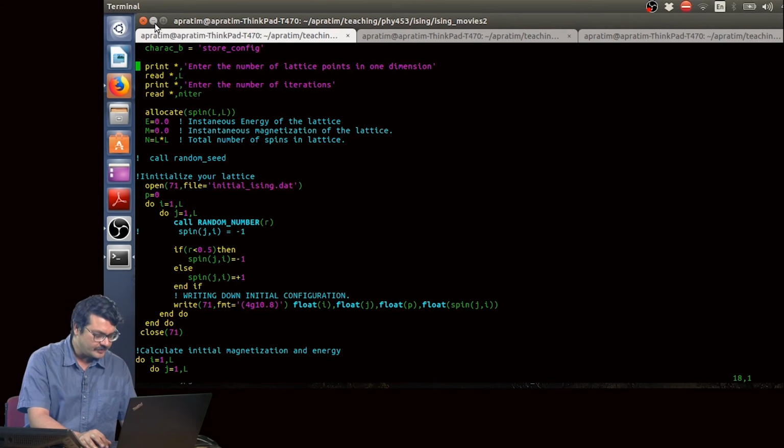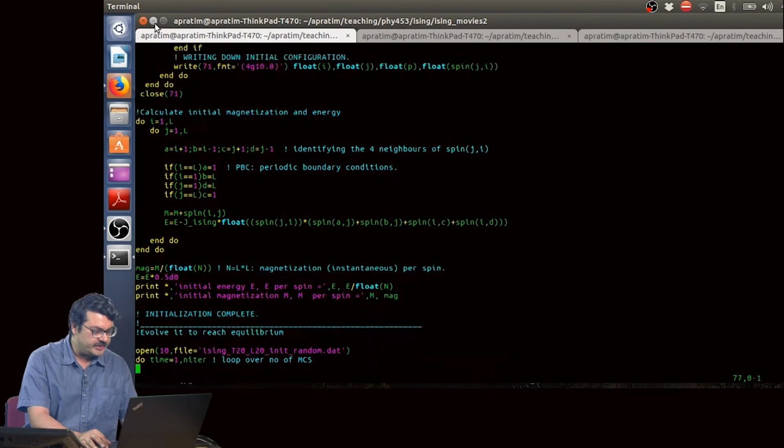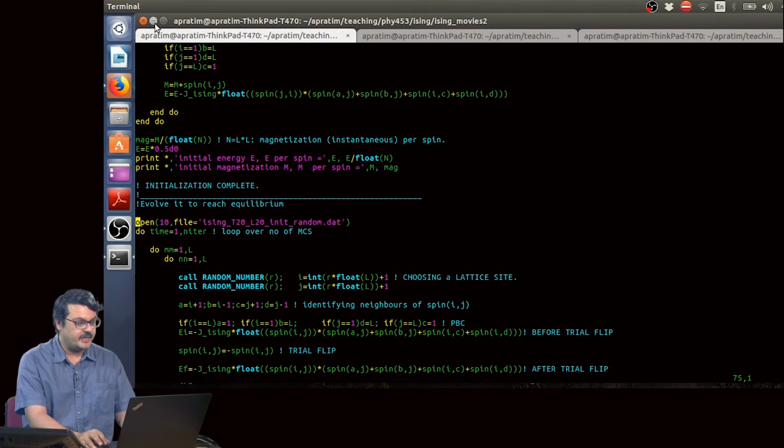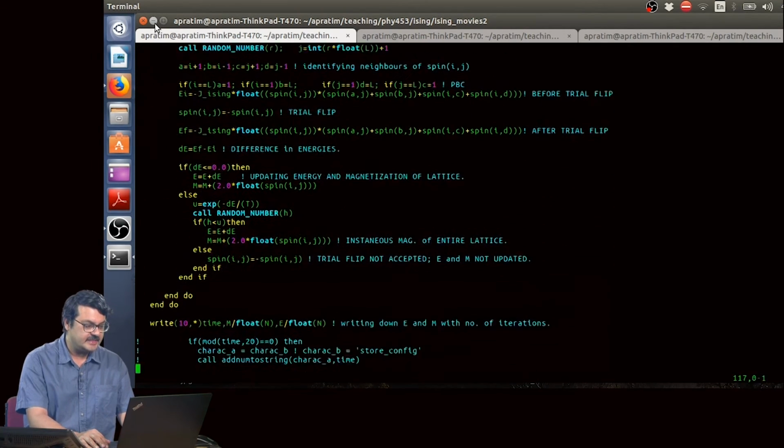Okay. So all that I am doing here is going to run the data at temperature T equal to 2, box size equal to 20, and all the data which is basically the time.